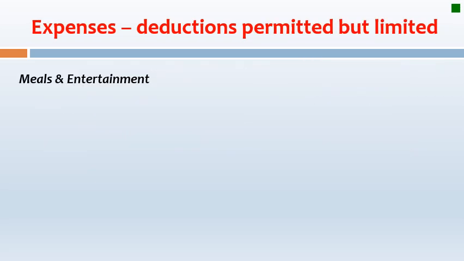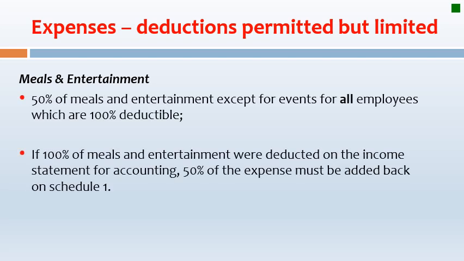There are other expenses whereby a deduction is permitted, but it is limited, and the one that we know about is meals and entertainment. 50% of meals and entertainment is deductible, except for events where all employees are in attendance, which are in fact 100% deductible. So if 100% of meals and entertainment expenses were actually deducted on the income statement for accounting purposes, then we must add back 50% on our Schedule 1.